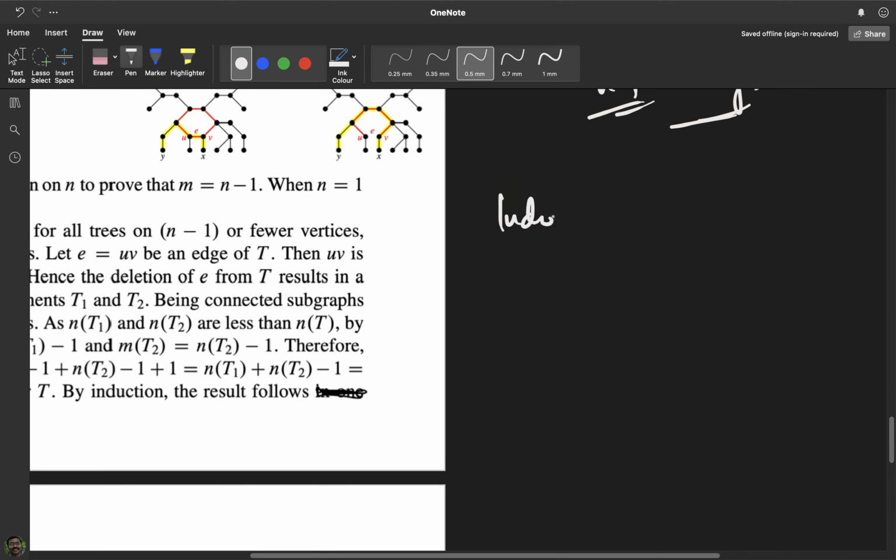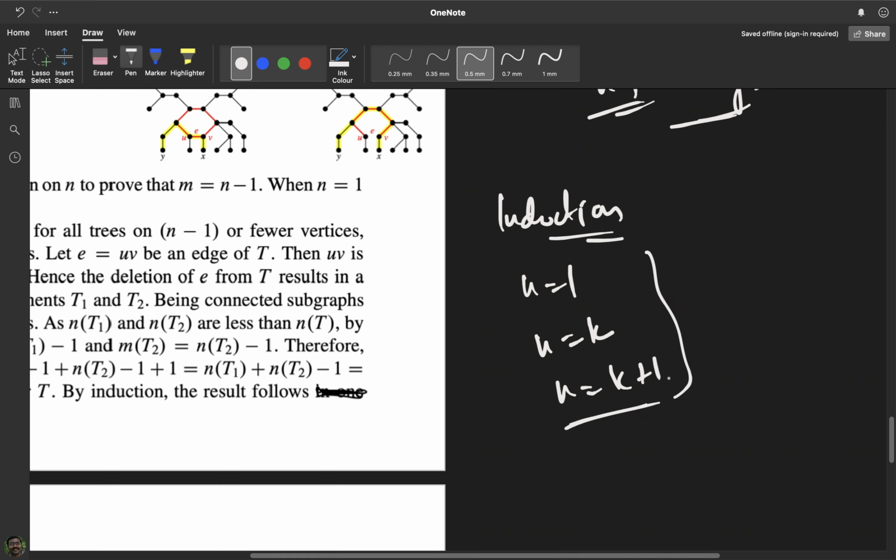I hope you know what induction is. First I will prove the result for n equal to 1. Then I'll assume that the result is true for n equal to k. Then we'll prove that the result is true for n equal to k plus 1. This is one of the many types of induction, called weak induction. There is also another form called strong induction.